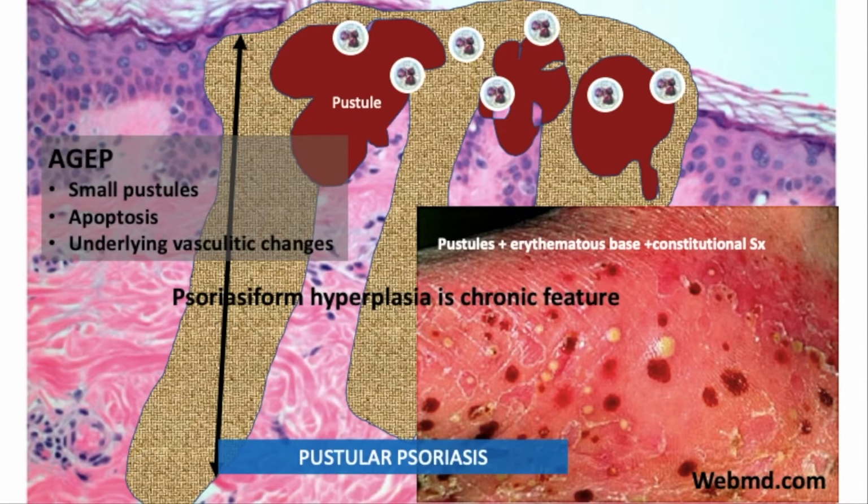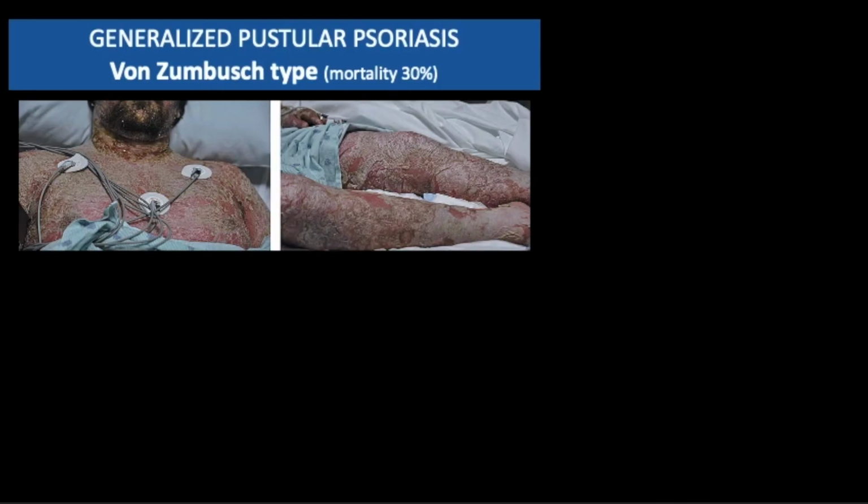You also have to differentiate this condition from AGEP because of the pustules, and we talked about this in the spongiotic lecture. If you want to go back and check that lecture, we said that in AGEP the pustules are usually small, and we see apoptosis in addition to the vasculitic changes.